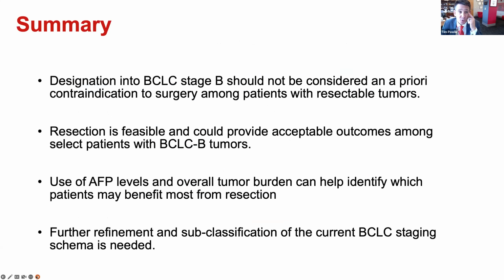candidates for surgical resection. So I think, and hopefully you agree, that designation into the BCLC stage B shouldn't be considered an a priori or absolute contraindication to surgery for patients with resectable tumors. If resection is feasible, then patients should be considered for surgery, especially if they have AFP levels less than 400 and their overall tumor burden score is moderate to low.